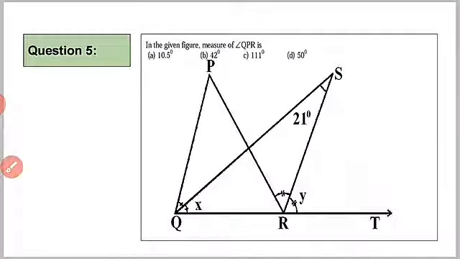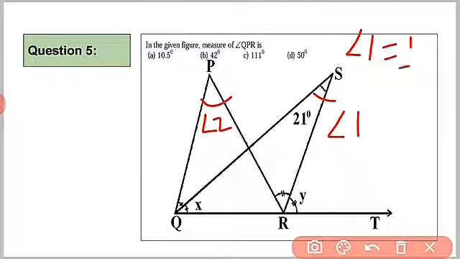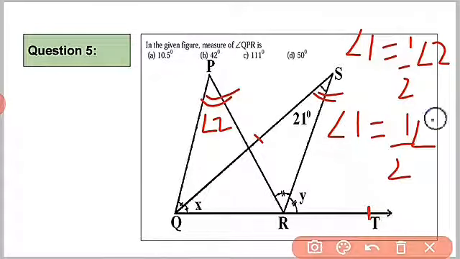So let's apply this over here. Let's take this angle as 1, this angle as 2. We know angle 1 is equal to half of angle 2. Why? Because QS is an angle bisector and RS is also an angle bisector, and they are meeting at a point S, and QR is produced to point T. So if this is a particular case, then this angle is equal to half of this angle. So angle 1 is equal to half of angle 2.